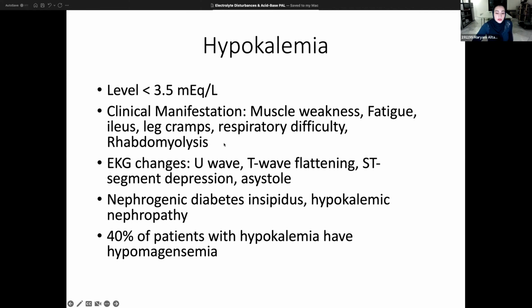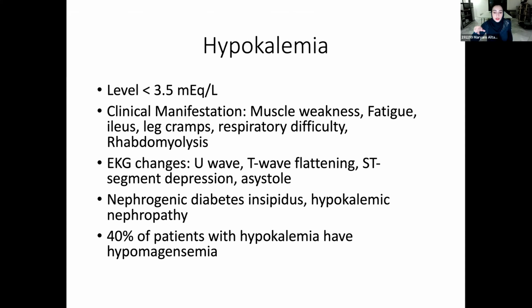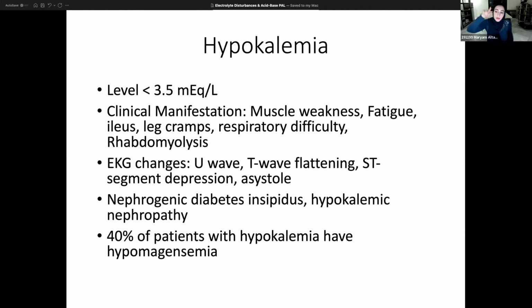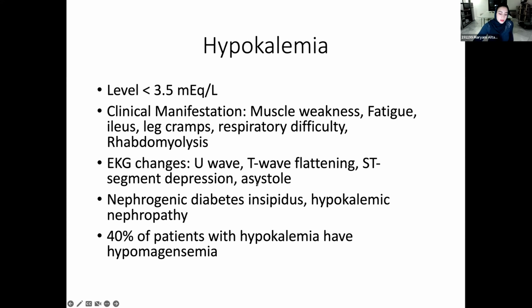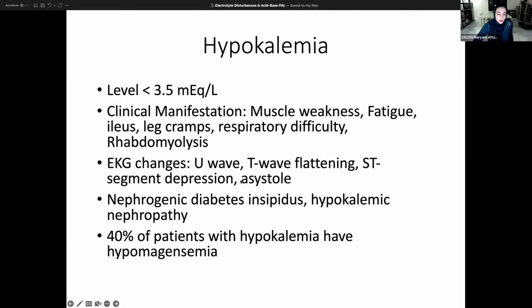EKG changes, so you're going to have something called a U wave, T wave flattening, ST segment depression, asystole. So think of this as the opposite of hyperkalemia. So the U wave usually comes after the T wave, but before the P wave, it's like a random extra bump. And instead of your T wave being peaked, as it was in hyperkalemia, it's going to be flattened much more than normal. And instead of ST elevation, you're going to have ST depression. So if you memorize one, you kind of know the rest just by reversing it all. And you can have asystole as well.